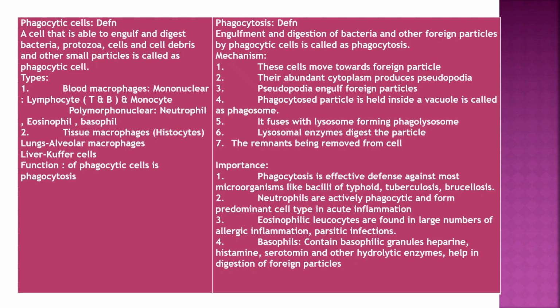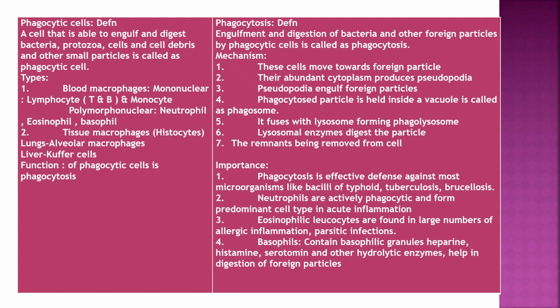The function of phagocytic cells is phagocytosis. Phagocytosis is the engulfment and digestion of bacteria and other foreign particles by phagocytic cells. Mechanism: the cells move toward the foreign particle. Their abundant cytoplasm produces pseudopodia. Pseudopodia engulf foreign particles. The phagocytosed particle is held inside a vacuole, which fuses with the lysosome, forming a phagolysosome. Lysosomal enzymes digest the particle, the remnants being removed from the cell. Importance: phagocytosis is an effective defense against most microorganisms, like bacilli of typhoid, tuberculosis, brucellosis.